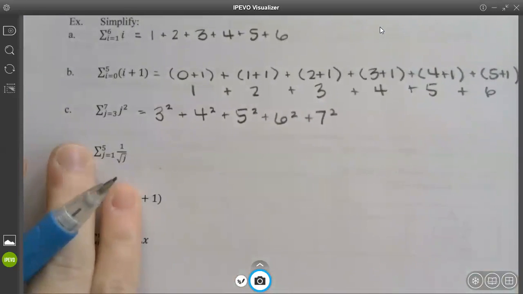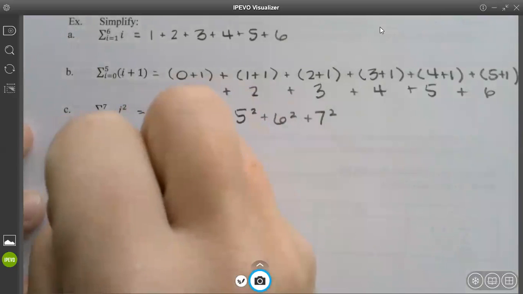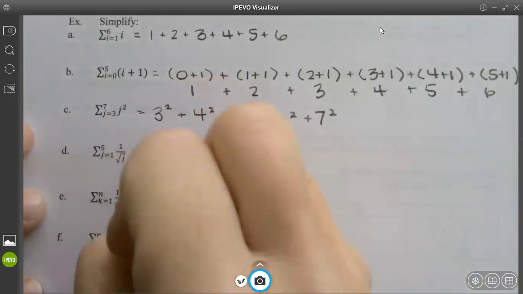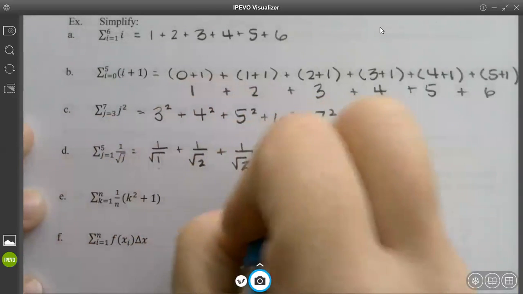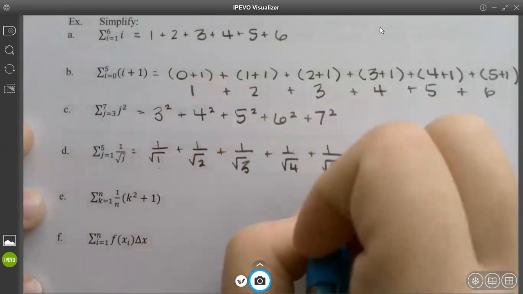So it is the exact same thing. D just has a different function. It does have a different variable. That variable doesn't matter what it is. In your calculator, we'll always use x. So we have 1 to 5. So we're going to rewrite it. 1 over the square root of 1, 1 over the square root of 2, 1 over the square root of 3, 1 over the square root of 4, and 1 over the square root of 5.